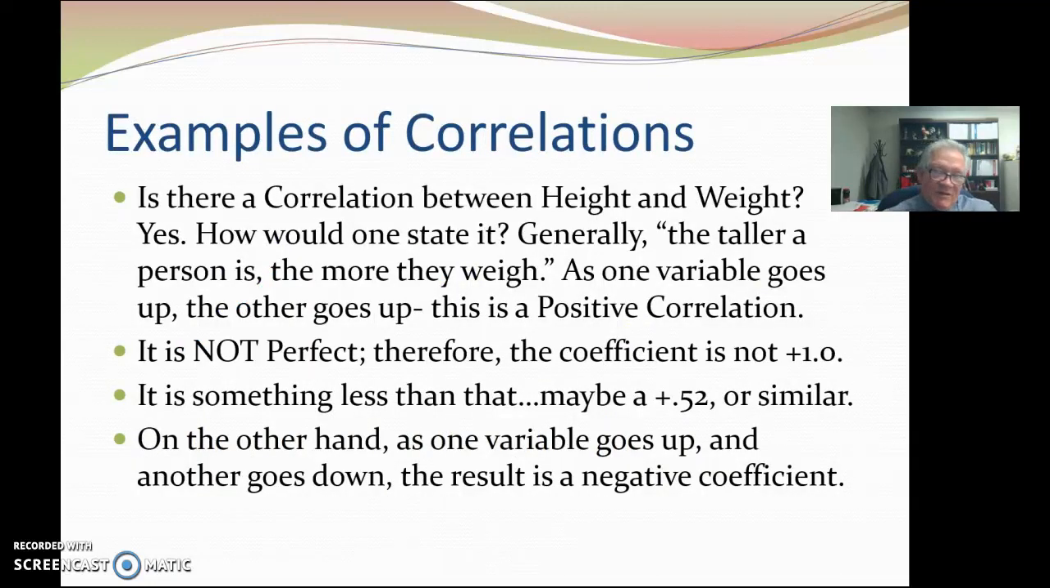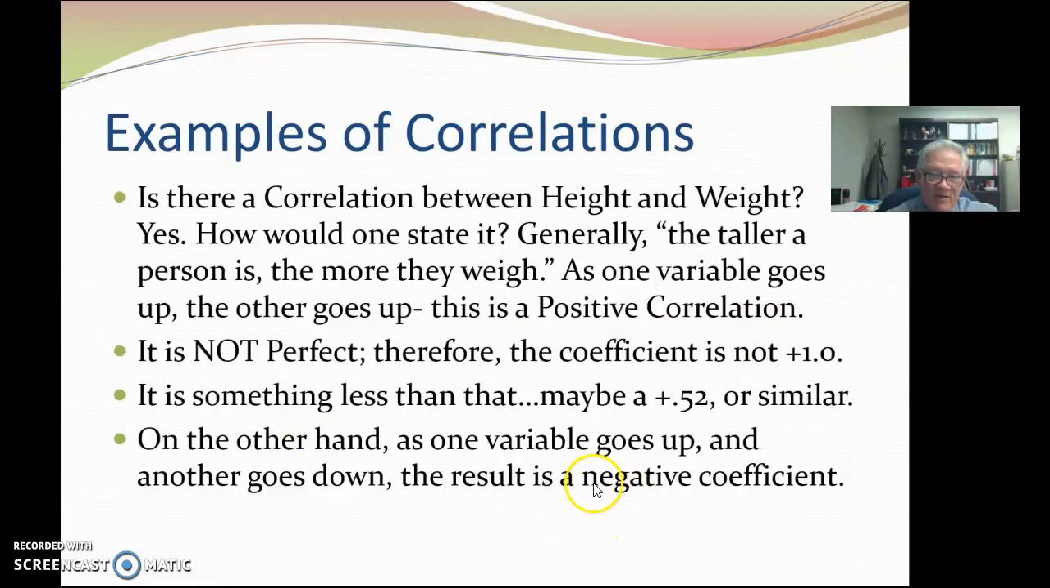Examples of correlation. I just told you about height and weight. As one variable goes up, the other goes up in a positive correlation. It's not perfect, so it's not going to be 1.0. I guess an example of a perfect correlation would be the number of people who are dead and still breathing. There is a perfect correlation there. No one who is dead is still breathing.